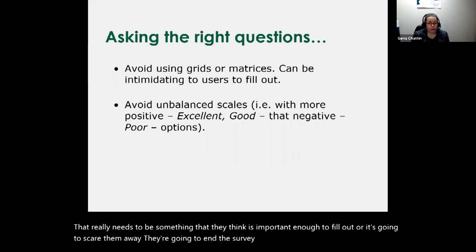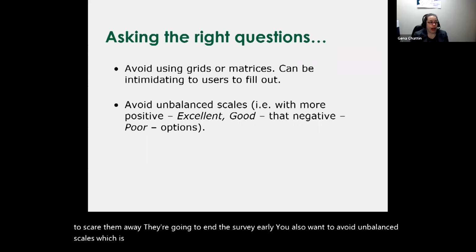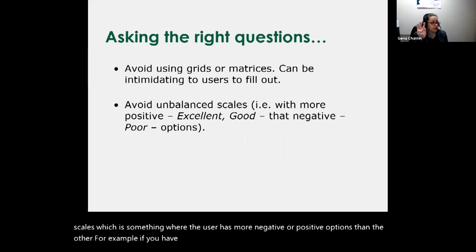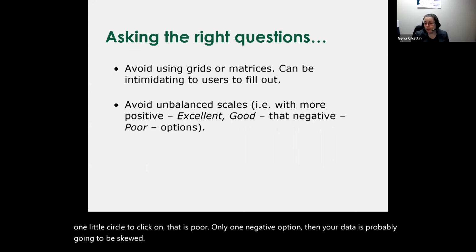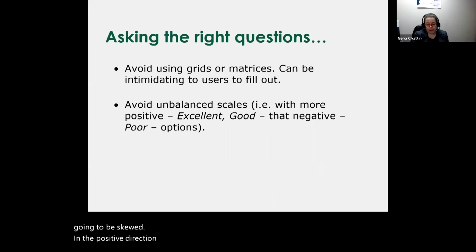You also want to avoid unbalanced scales, which is where the user has more negative or positive options than the other. For example, if you have three circles that all say some variant of good, and then only one little circle to click on that is poor, only one negative option, then your data is probably going to be skewed in the positive direction and possibly inaccurate.